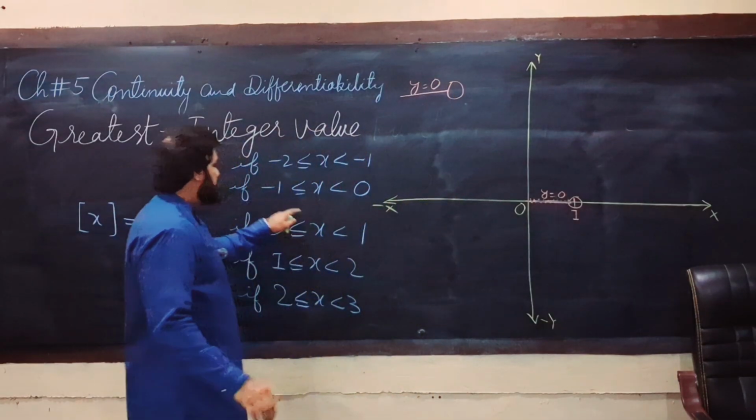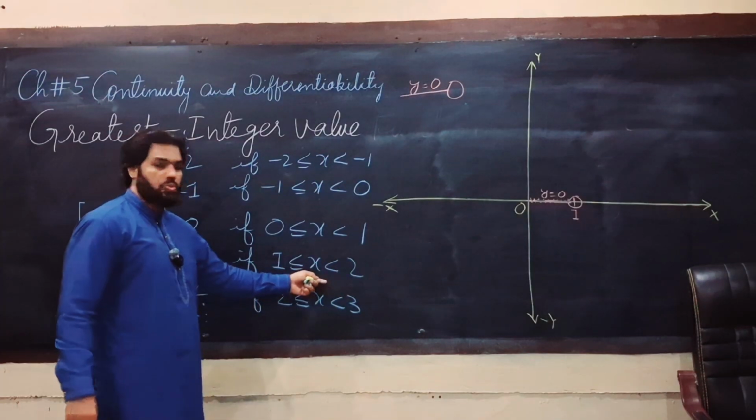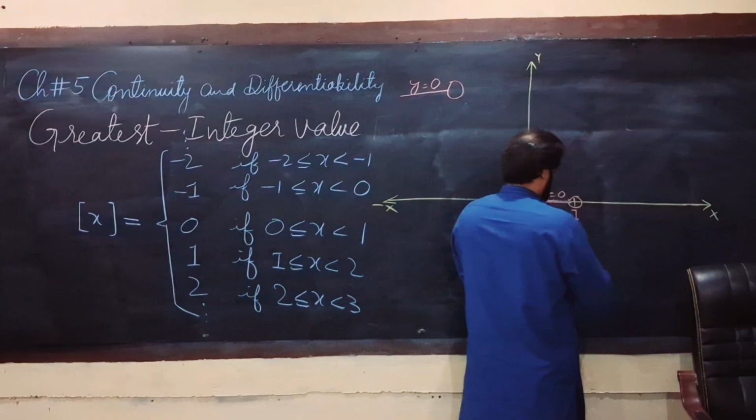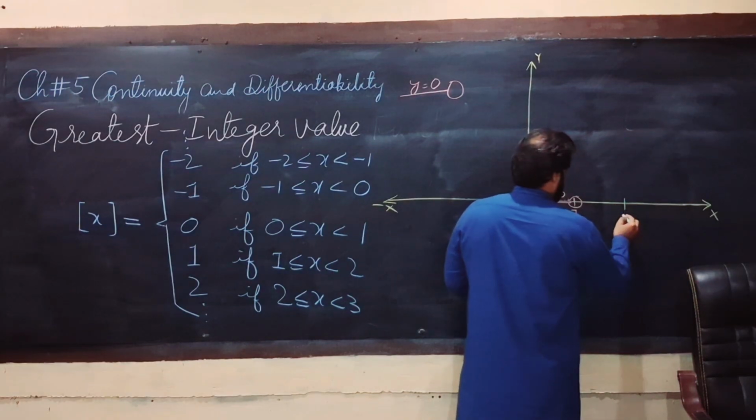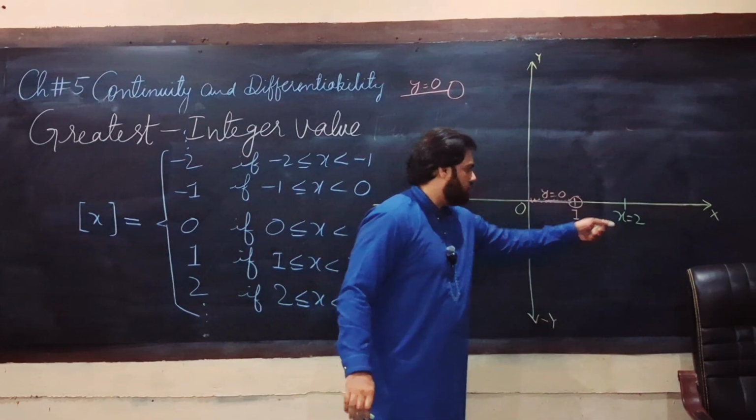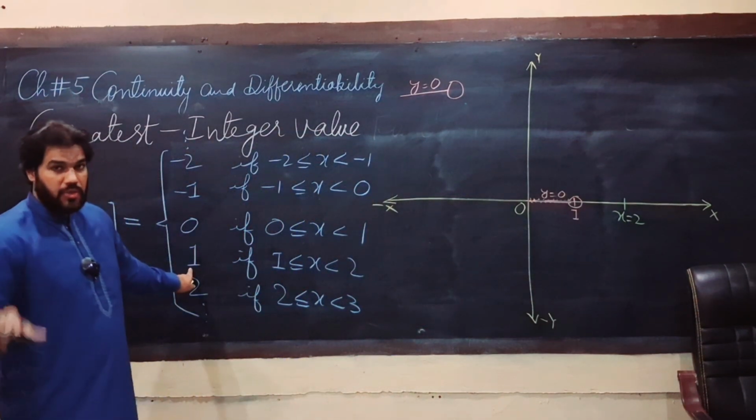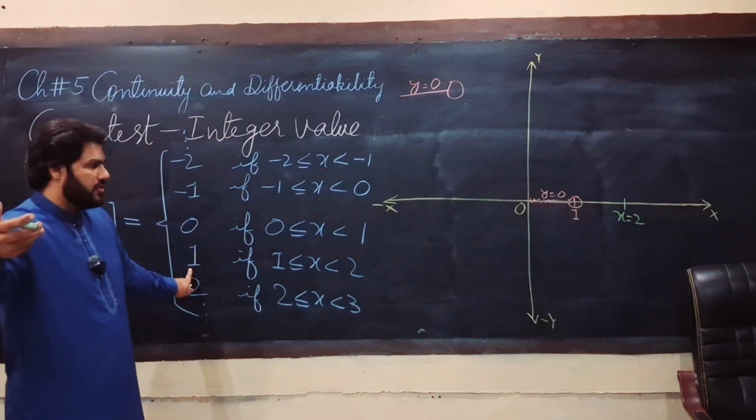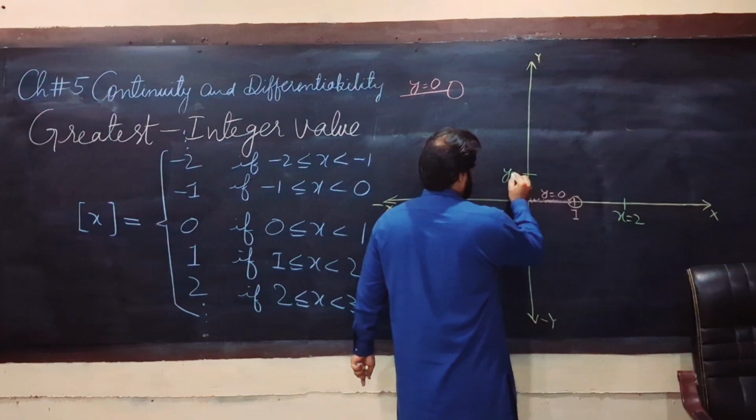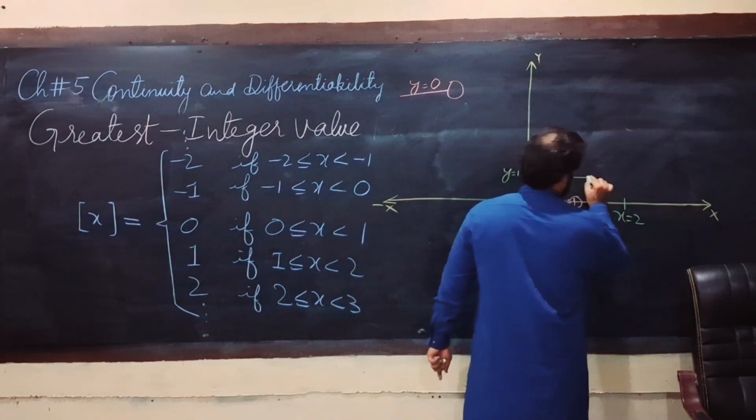Next, in the second part, our x lies between 1 to 2. Suppose this is our x is equal to 2 here. In this interval 1 to 2, the value of the function is 1. That is, the height of the function is 1. That is, the value of y is 1 here. Suppose this is y is equal to 1. So in this interval, your graph will be like this.